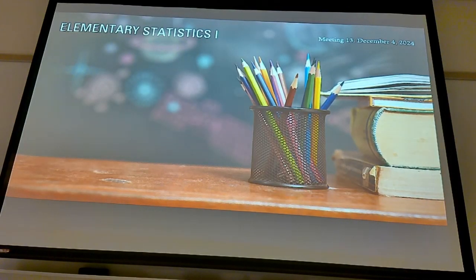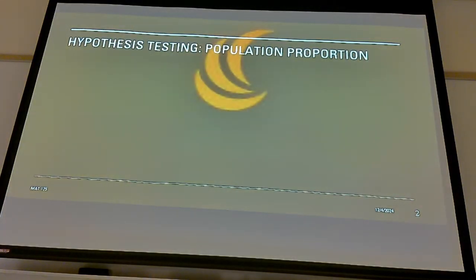There's one thing left to cover: hypothesis testing for population proportion. There's again two methods. The critical value approach.